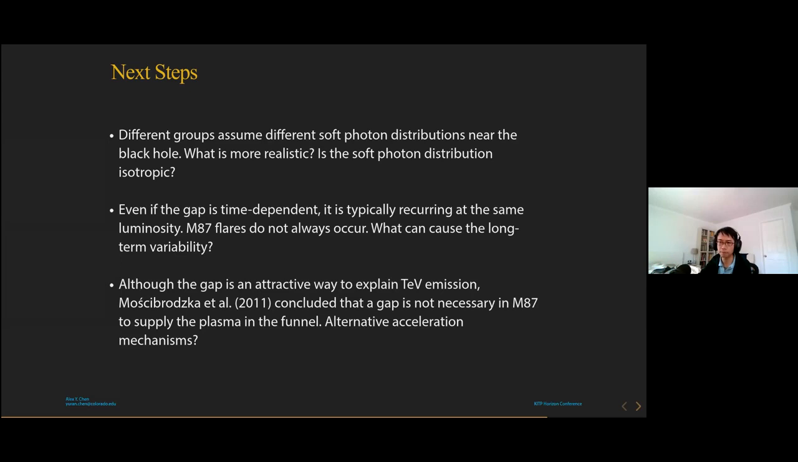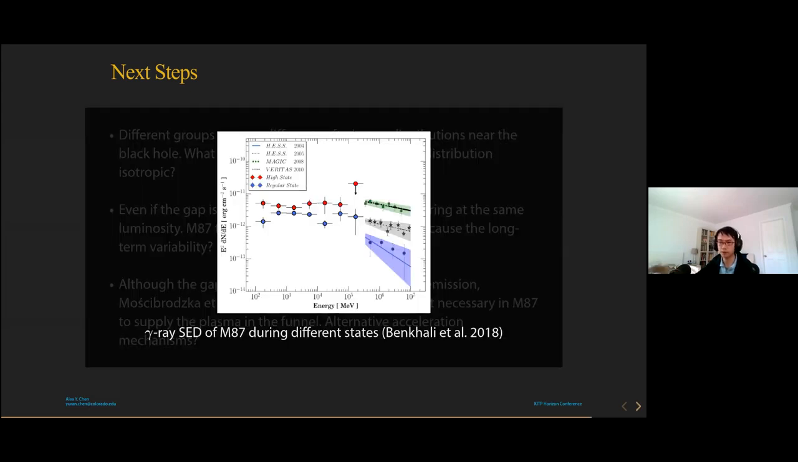So this will provide an interesting way to couple this kind of high energy observations with what we can model using GRMHD on a much longer timescale. And I think this is a very interesting next step. So this is the long-term time variability I was talking about.